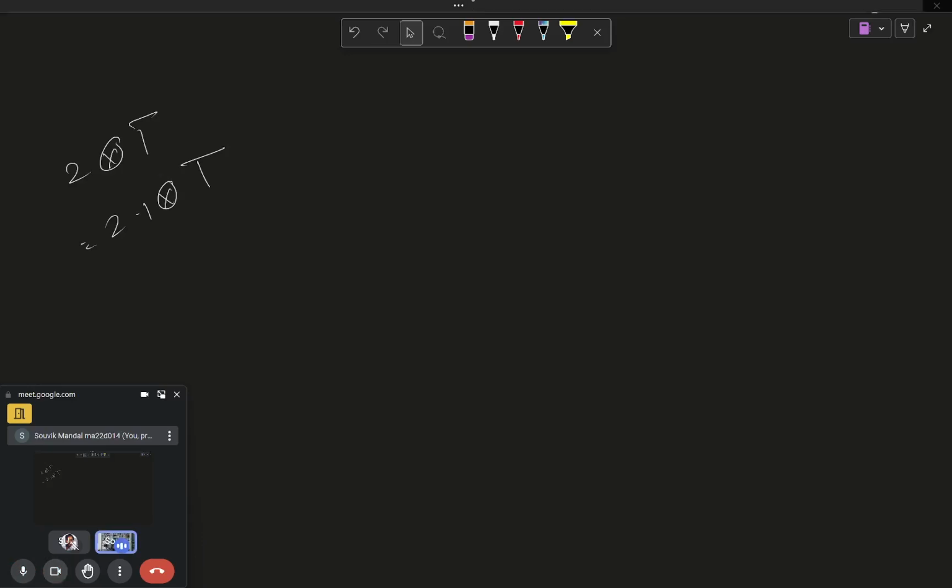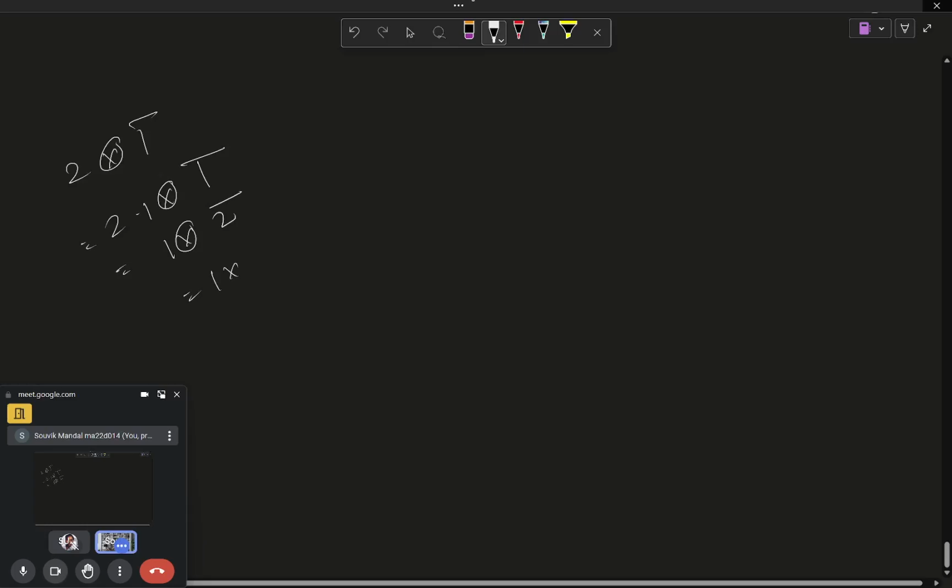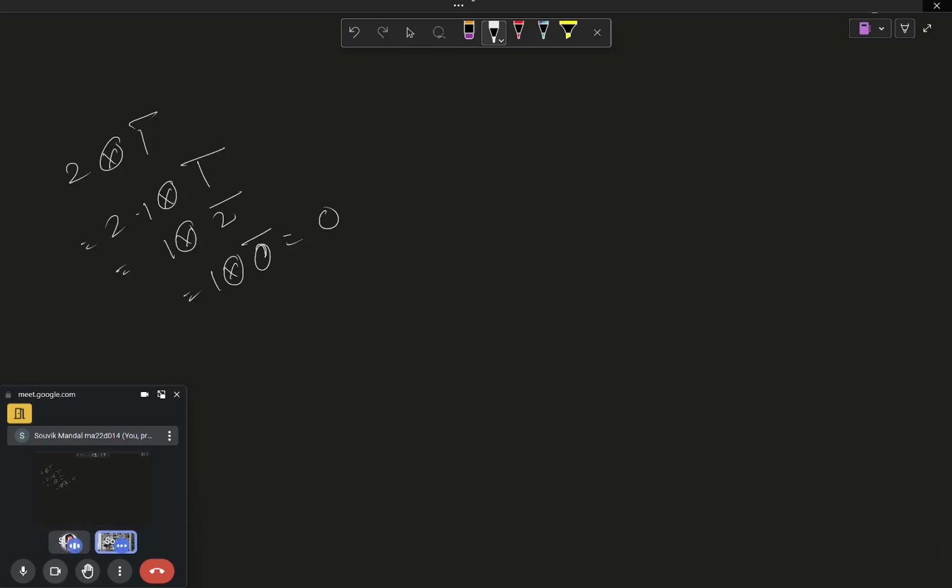So 2 tensor 2.1 is equal to this, so it can be 1 tensor 2 bar, and in Z2, 2 bar is 0, so this is 0. So you are trying to say this, right? Yeah.